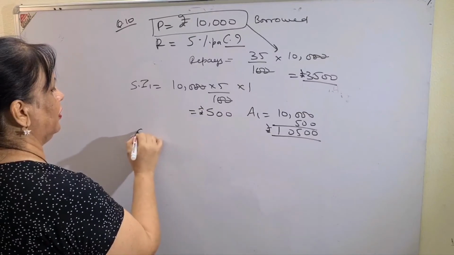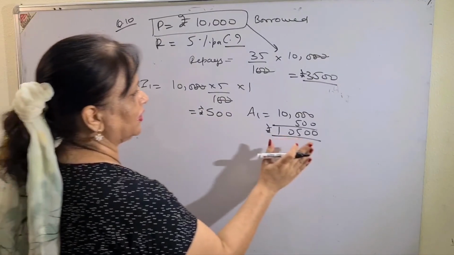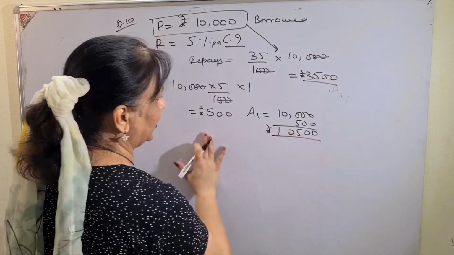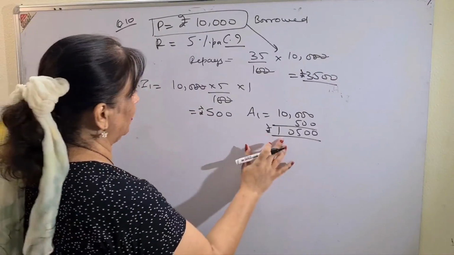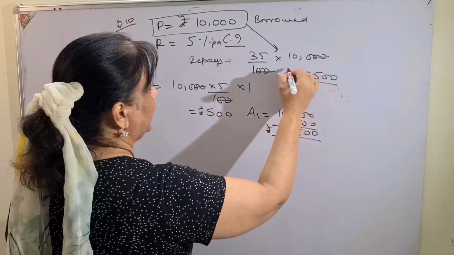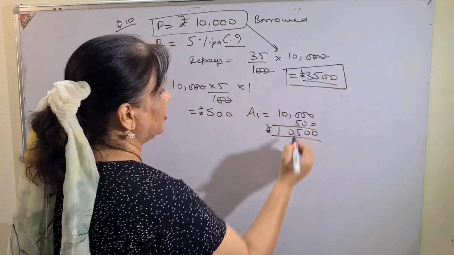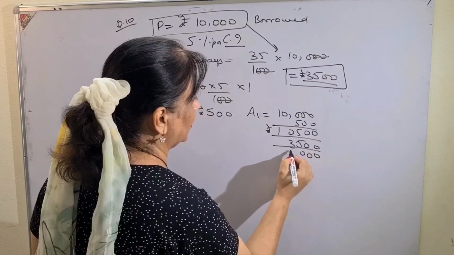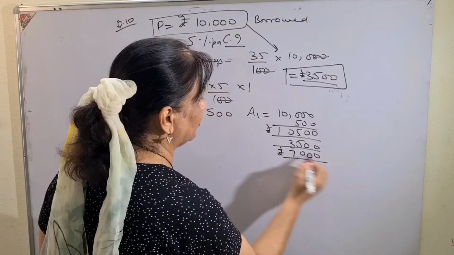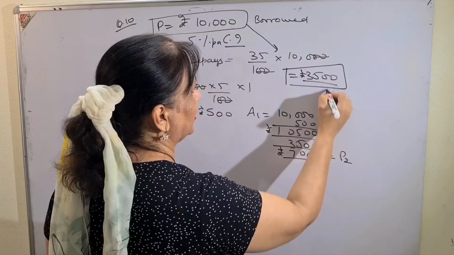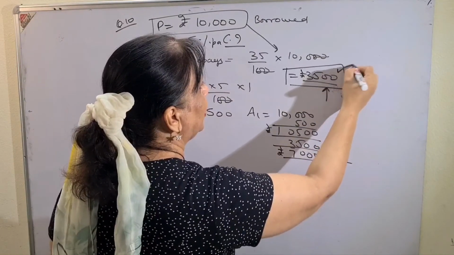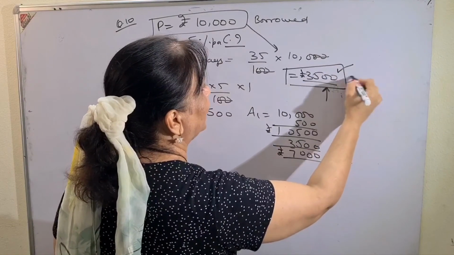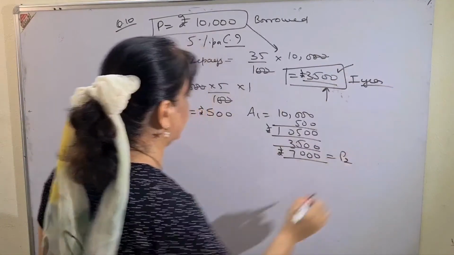Then what will be now? Does my question, this is my amount for the second year? No, this is not my principal for the second year because he has repaid 3500. So you subtract that first. Same I have done before also. Rupees 7,000 will become your P2 because 3500 has been repaid after the end of first year. This is what I am trying to make you understand.